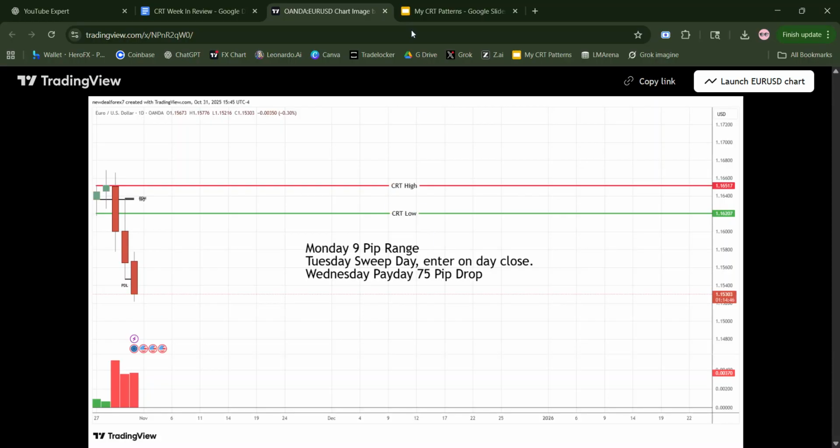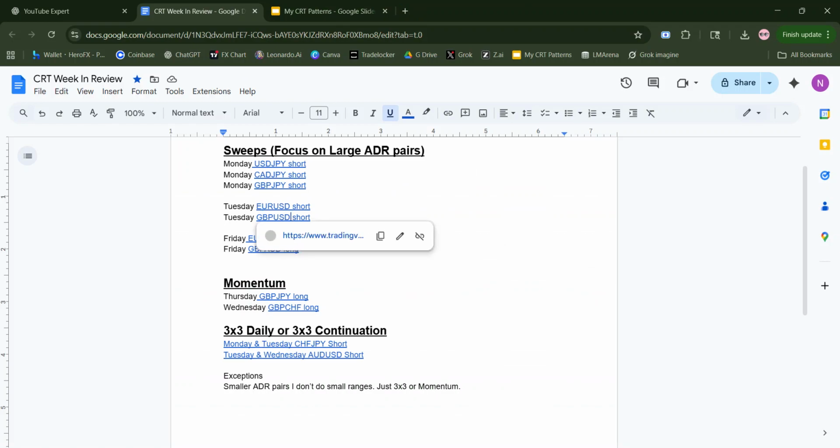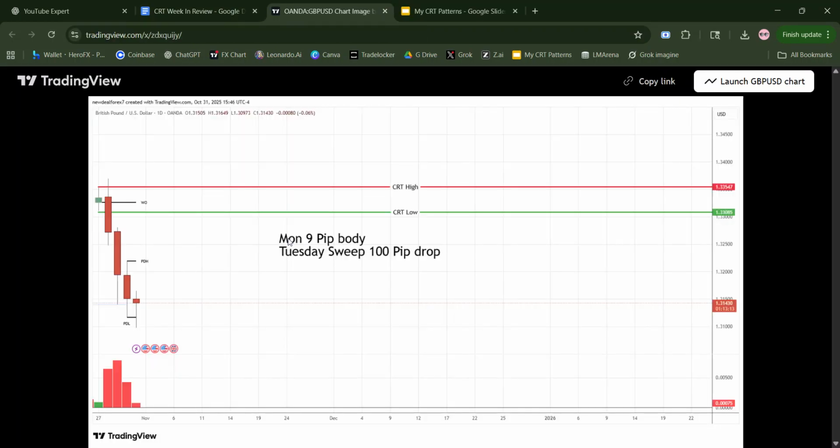All right, so that was euro dollar. I like sweeps because small candles lead to bigger ones. So that's why I like them. That's probably my favorite setup.